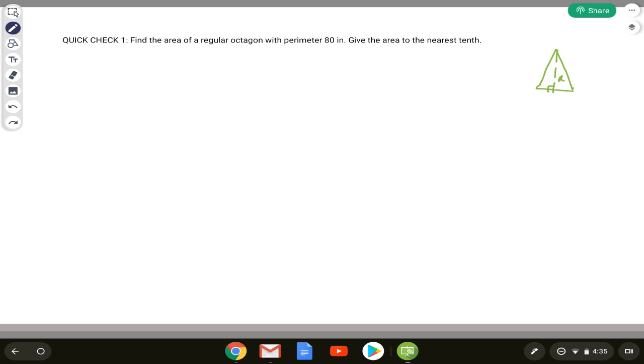So here I don't know the side length, but I do know the perimeter is 80. So if I divide that 80 by the number of sides, which is 8, that would mean each side is 10 inches. Okay, so that would be the whole base of this triangle at the bottom.